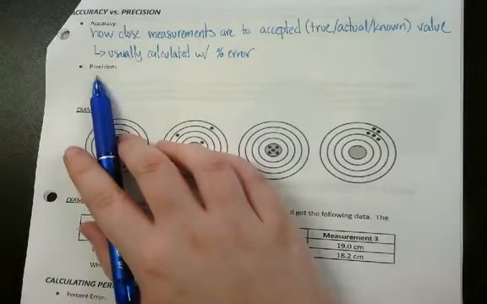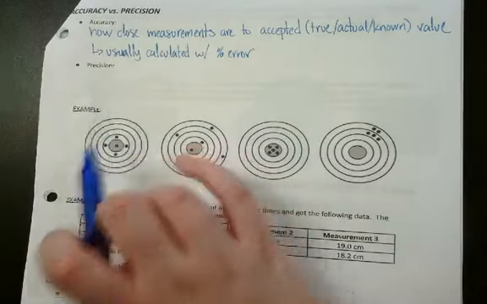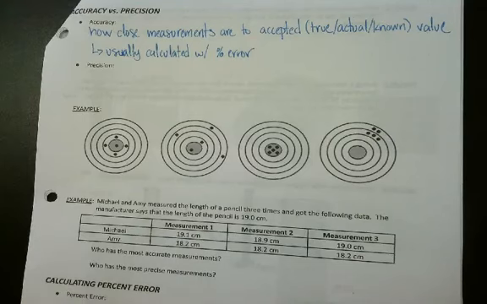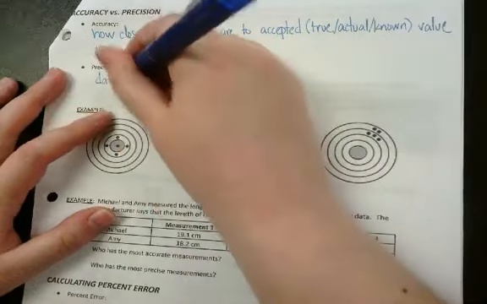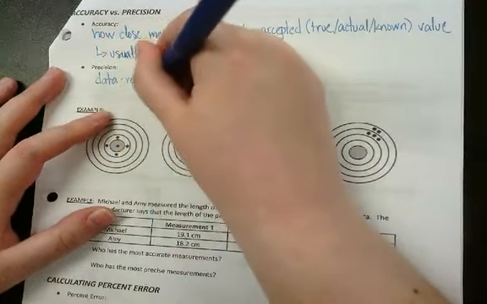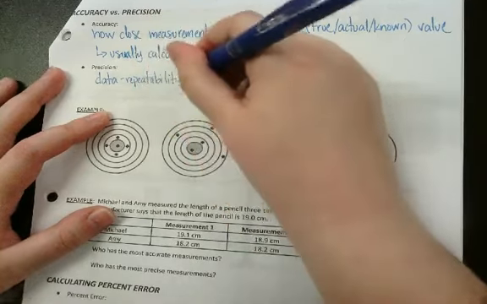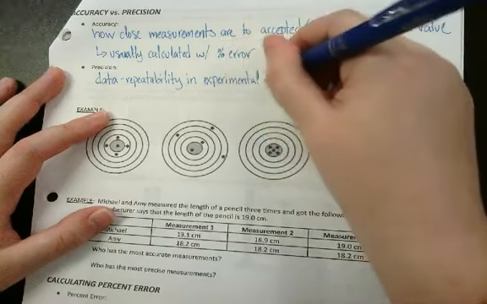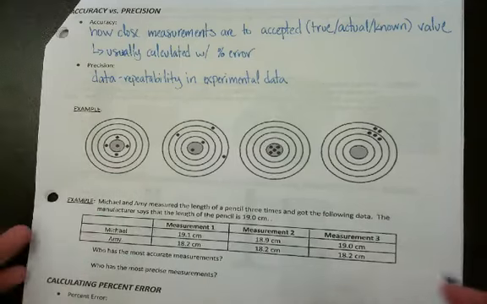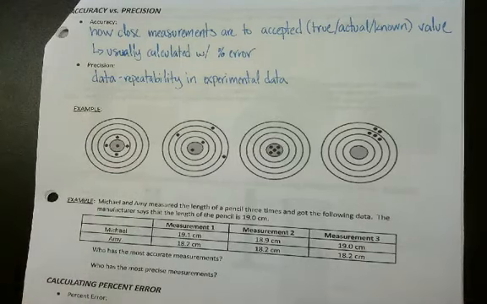Okay. Precision, we're going to talk about precision in two different ways. First is what we just discussed, talking about data. So if we're talking about data, it's the repeatability in experimental data. So how close were your values each time you ran a trial? Were they close together? Were they similar? Or did you get a huge variety? The more precise you are, the closer your values are to each other.